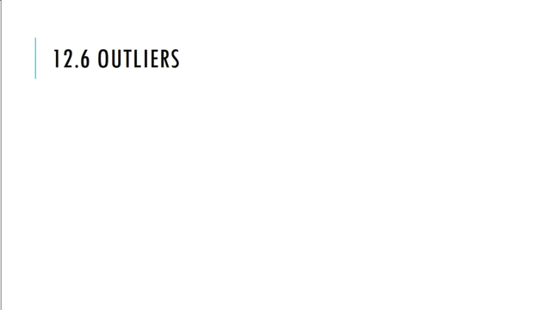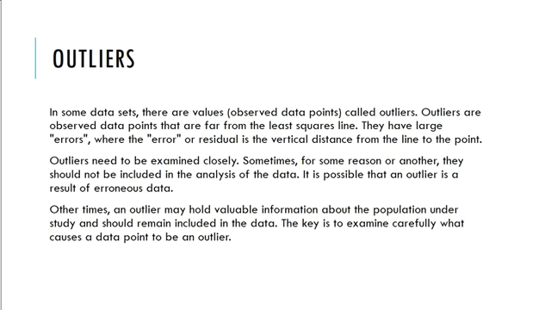So let's talk about outliers. In some data sets, there are values called outliers. These are data points that are far away from the least squares line. They have large errors, where the error or the residual is the vertical distance from the line to the point. Outliers need to be examined closely.